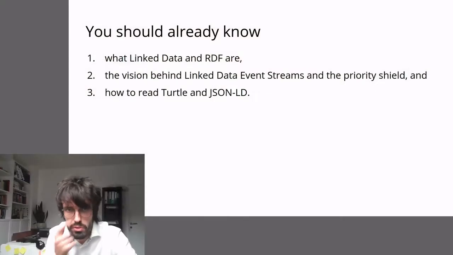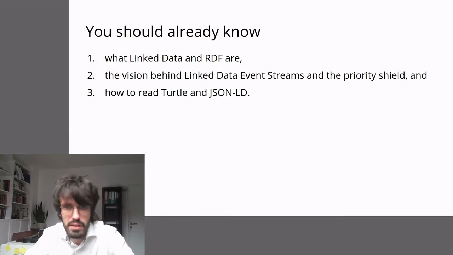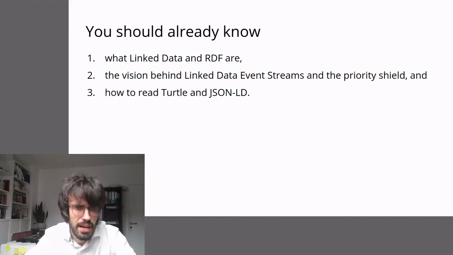What you should already know before starting this part of the course is: 1, what linked data and RDF are; 2, the vision behind linked data event streams and the priority shield, which were both part of my first presentation; and 3, how to read Turtle and JSON-LD. If you don't know that last part, you'll find it online. There's a JSON-LD playground, which is pretty explanatory, and Turtle is a pretty simple serialization of RDF data.